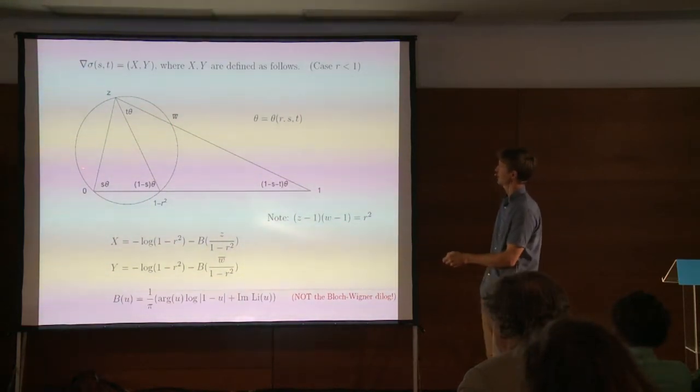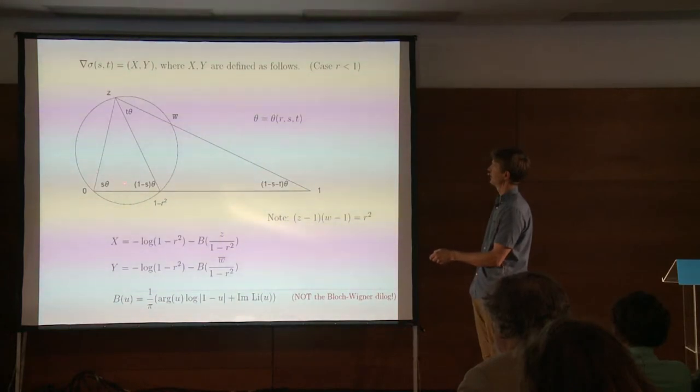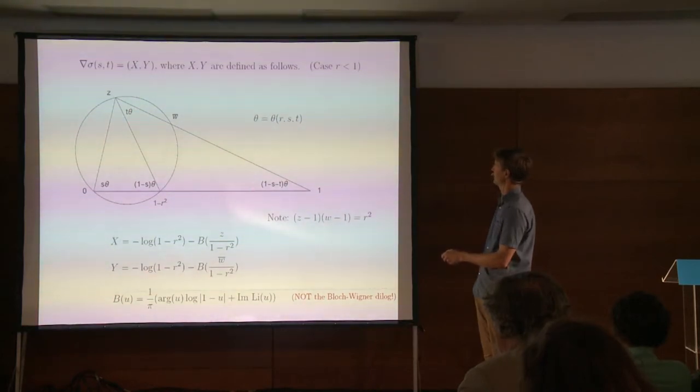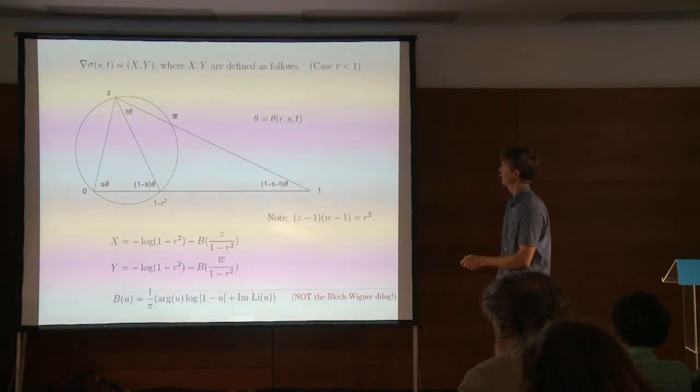And then I have these three angles. S theta is the argument of z. T theta is that angle there. And 1 minus s minus t, times theta, is that angle.